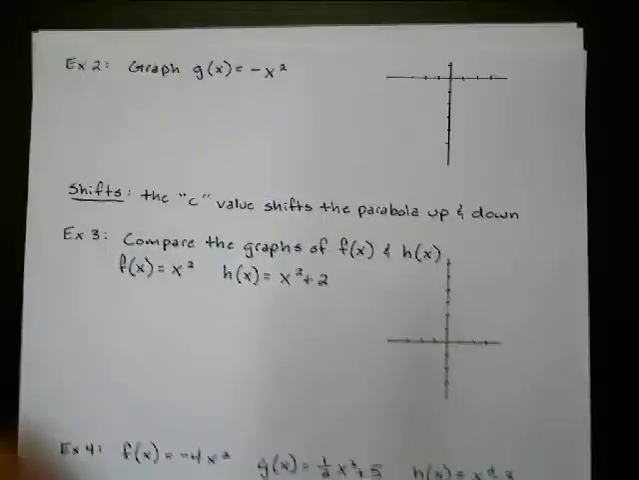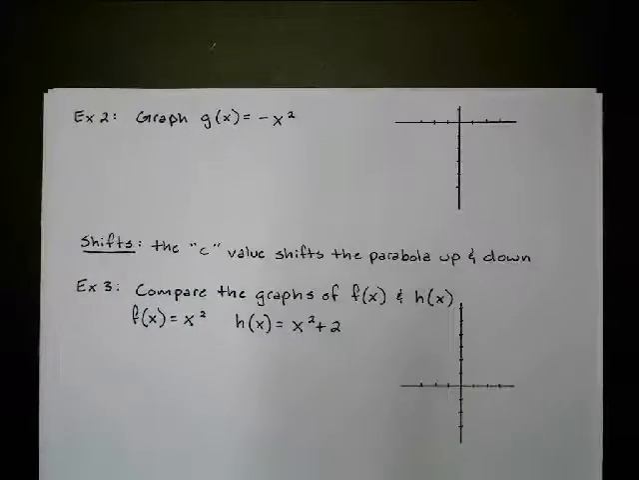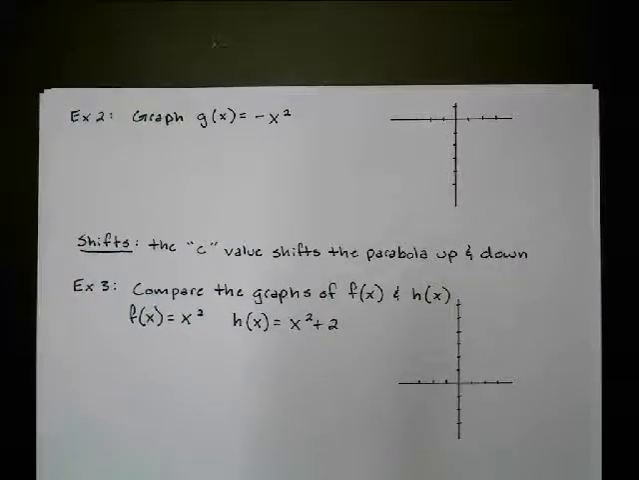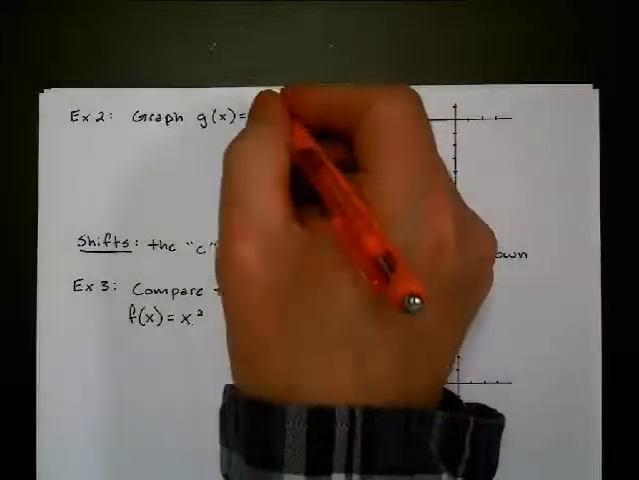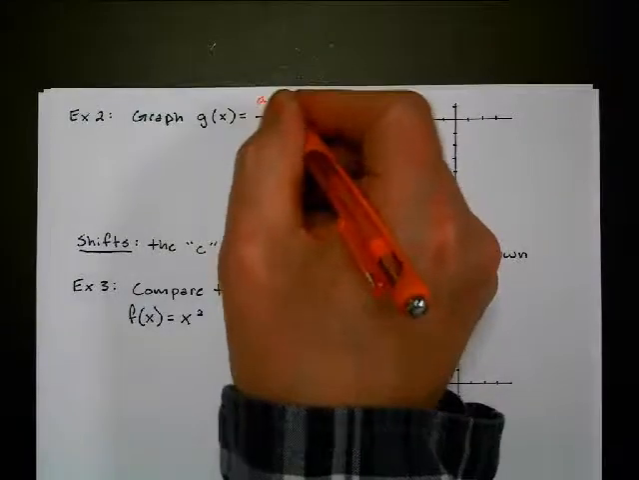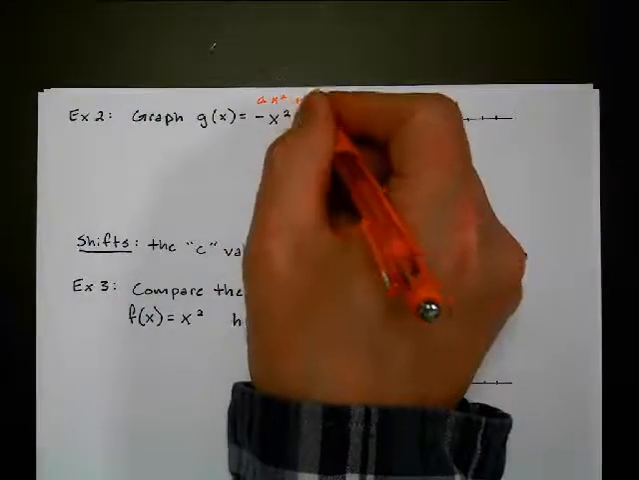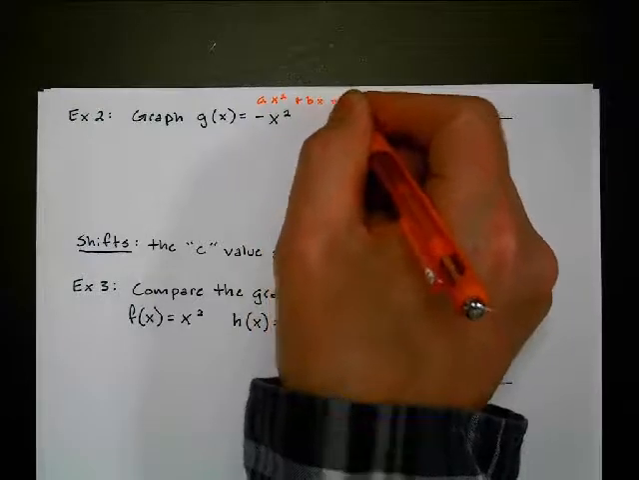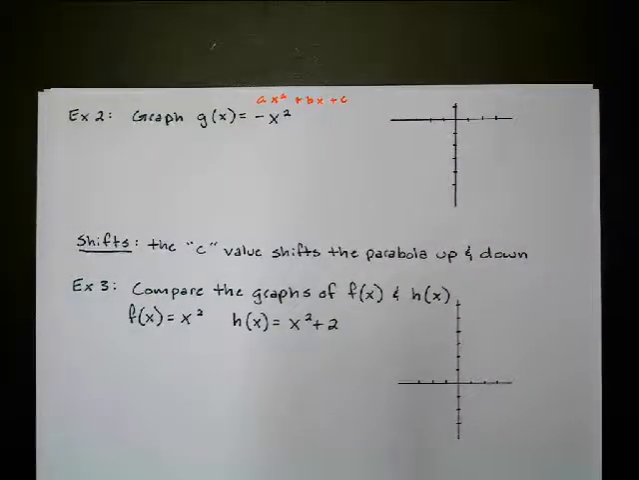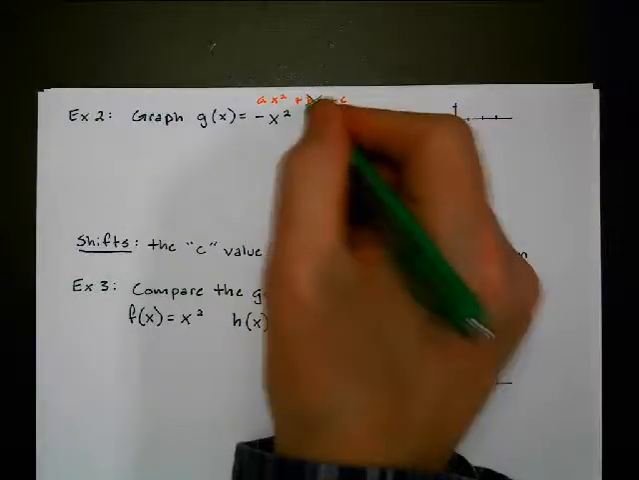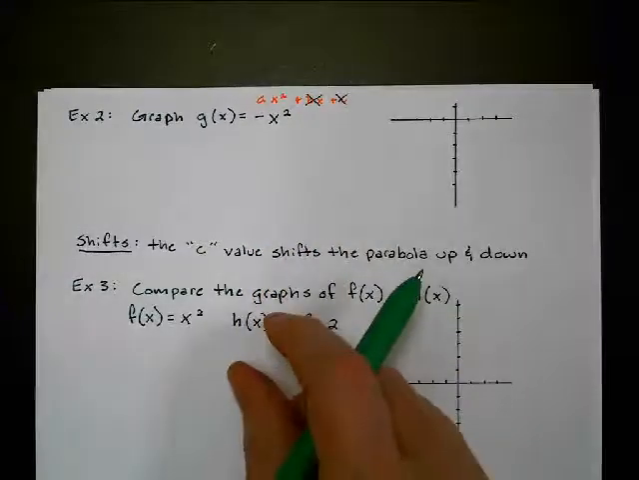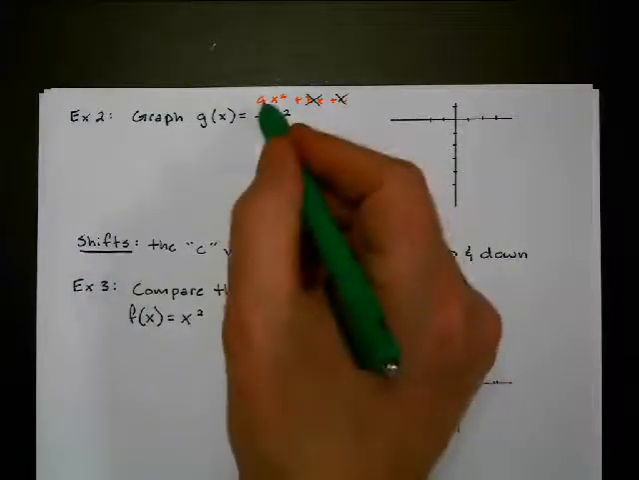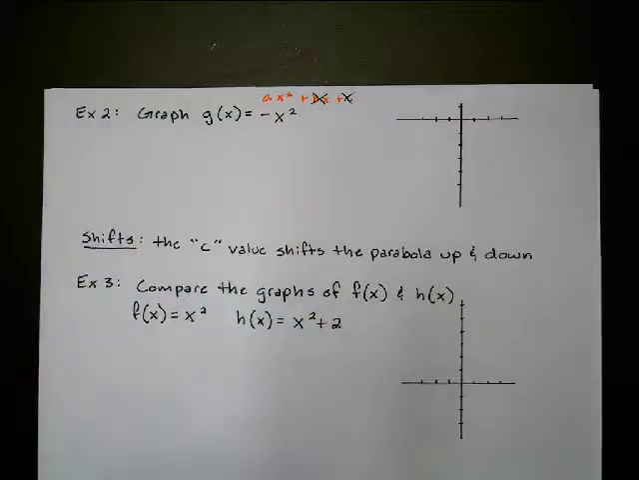All right, so example 2, here's another one. Notice that this one is also missing the bx and the c. So we've got ax squared plus bx plus c, and in this particular problem, all we have is the x squared. The bx is missing and the c is missing. Now remember, that tells us that our vertex is going to be at 0, 0 for this problem. Now our a value here is -1 because the number out front is a -1.